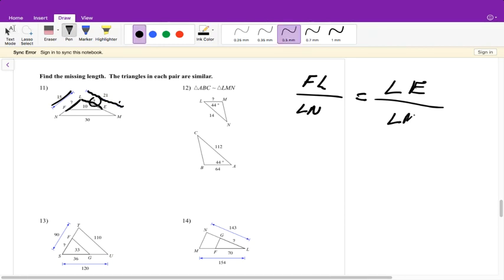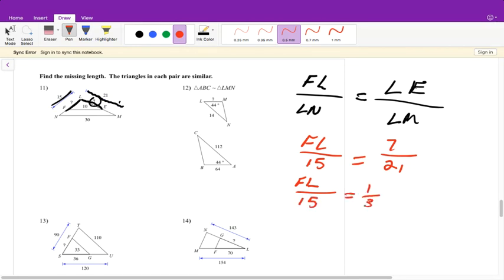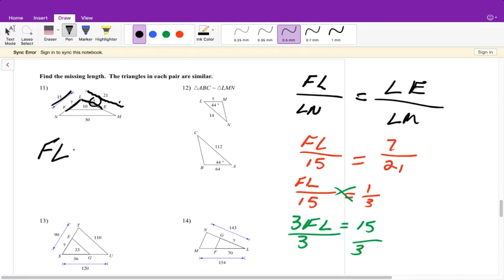All right, now I'm just going to go ahead and plug in what I know. So it'll then be FL over LM, which is 15, is equal to LE, 7 over 21. Well, let's reduce this first. So FL over 15 is equal to 1 over 3. I now am going to cross multiply. So I get 3FL is equal to 15. Divide each side by 3. And that means that FL is equal to 5.